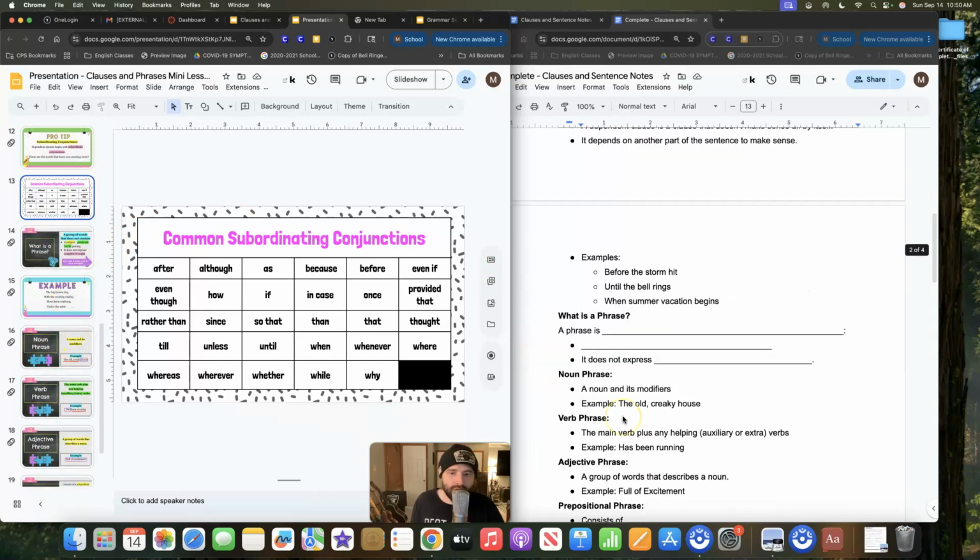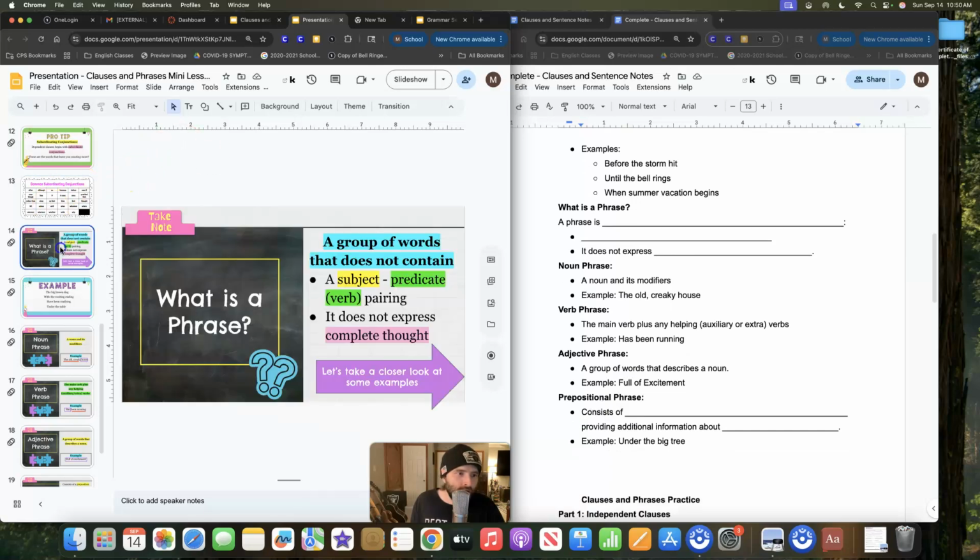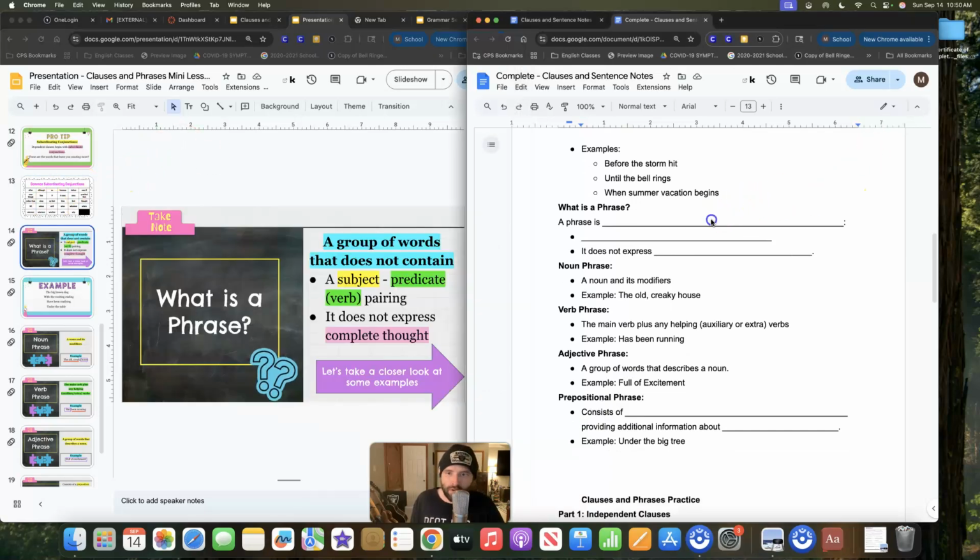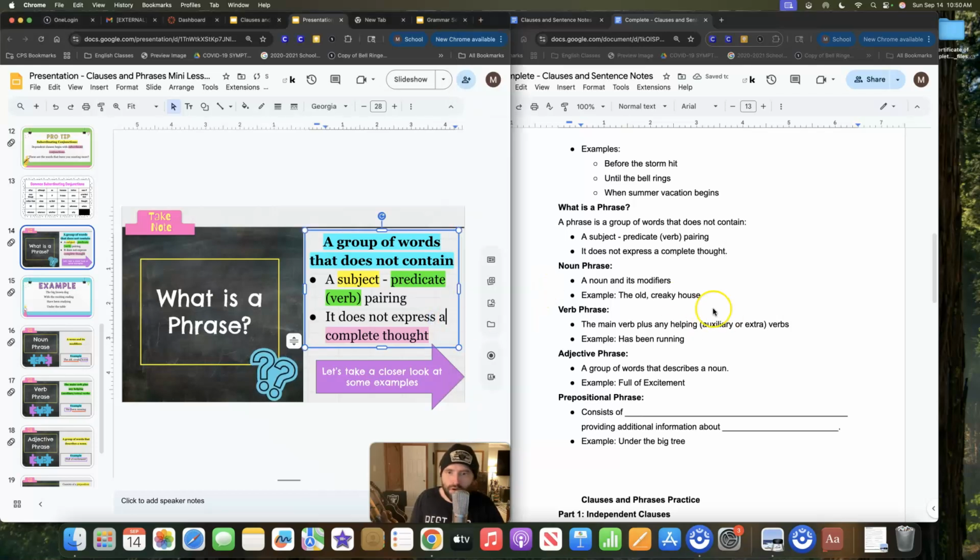So moving on to our second part here, phrases. Now, phrases are a group of words that does not contain a subject, predicate, verb pairing, and it does not express a complete thought.